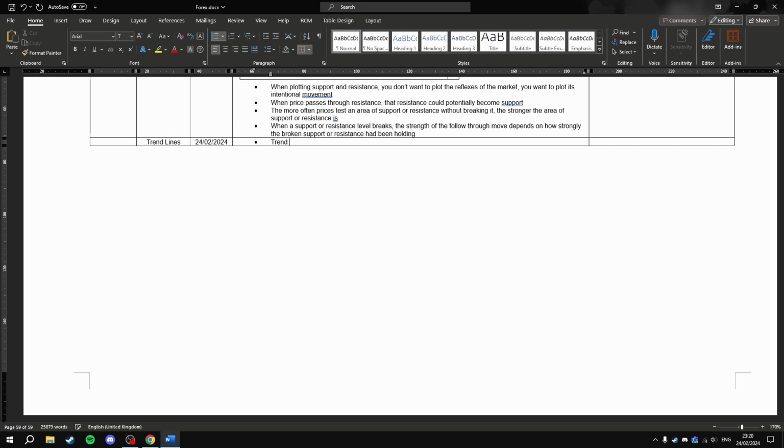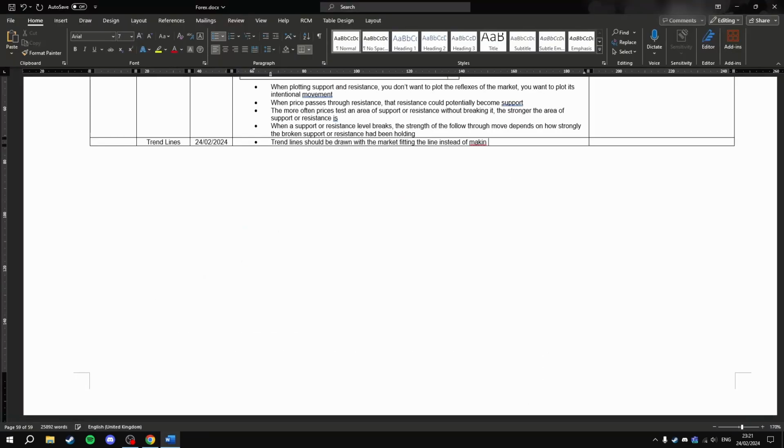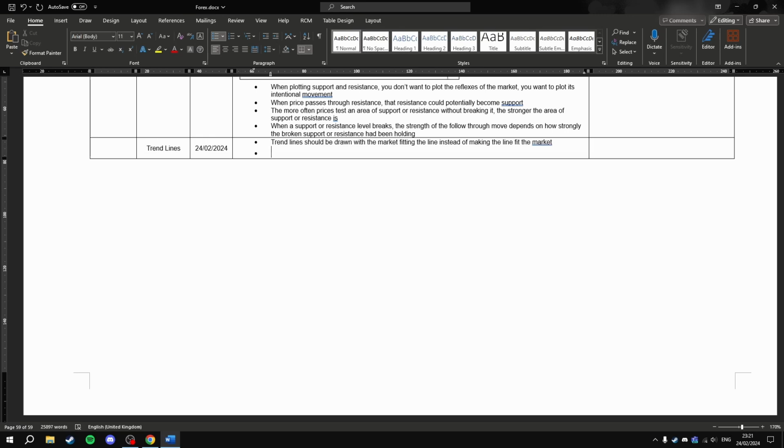Trend lines should be drawn with the market fitting the line instead of making the line fit the market.